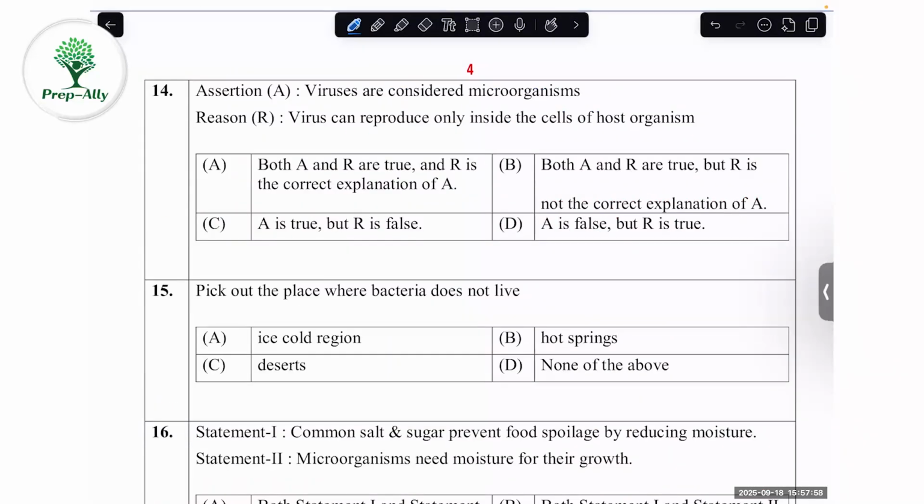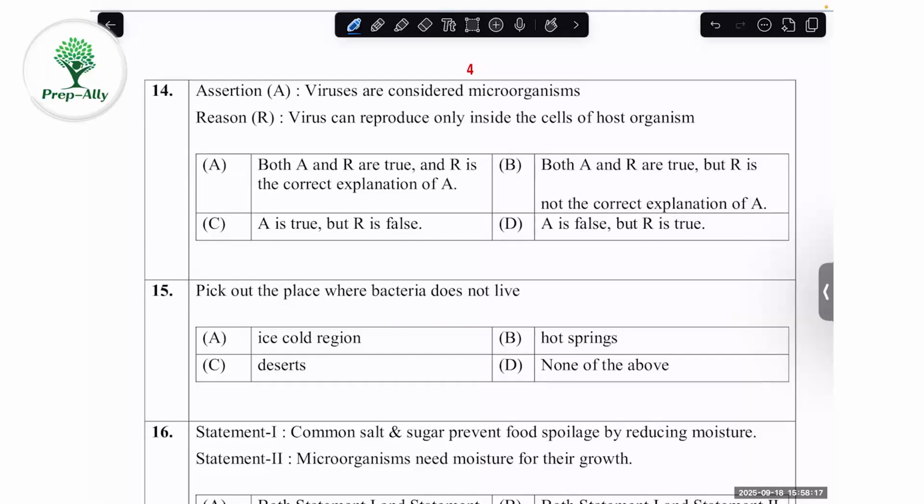Question number 14. It's an assertion reason question. Viruses are considered microorganisms. Of course, correct. Just now I told you microorganisms include bacteria, fungi, algae, protozoa, and virus. So virus belongs to microorganisms. Why is it called a microorganism?